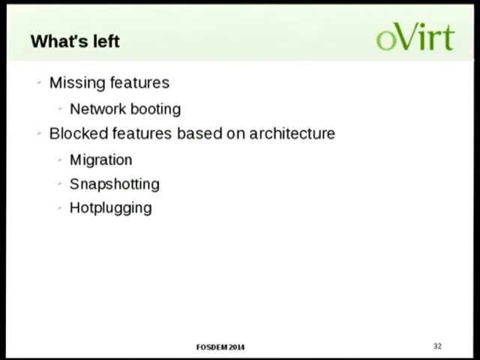What still needs to be done? There are still some issues booting from network on PPC VMs, and the guys from Eldorado are checking this out. But more important, we have blocked features on PPC because they are still not implemented or not exactly working. Live migration is the most important one. Also, taking snapshots: VM snapshots are still not supported. And hot plug for disks is not supported. We do have hot plug for NICs, for network interfaces, but disks, still no.